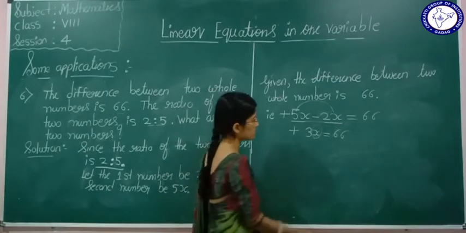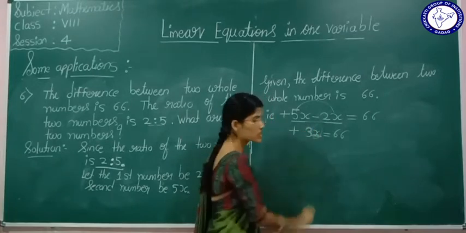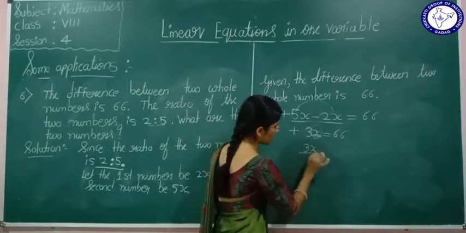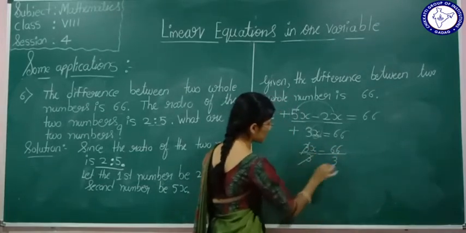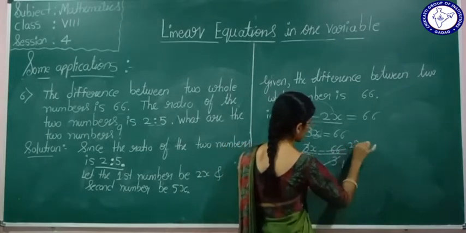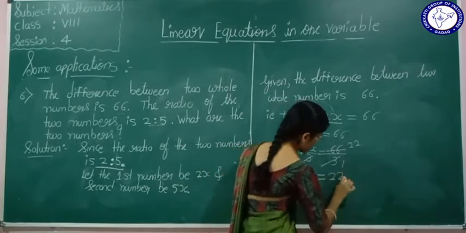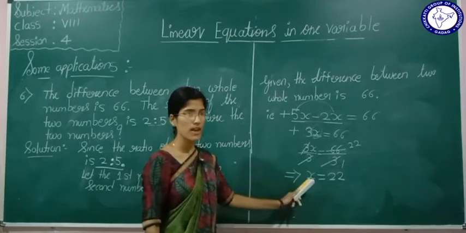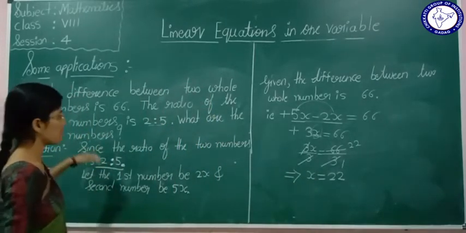Now see students, to find the value of x, we will divide both sides by 3 because we want to vanish this 3. Dividing both sides by 3, the 3 gets cancelled. 3 ones are 3, 22 threes are 66. So x is equal to 22. We got the x value as 22.